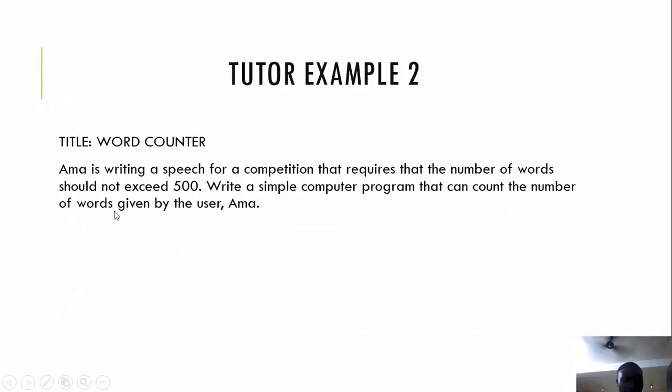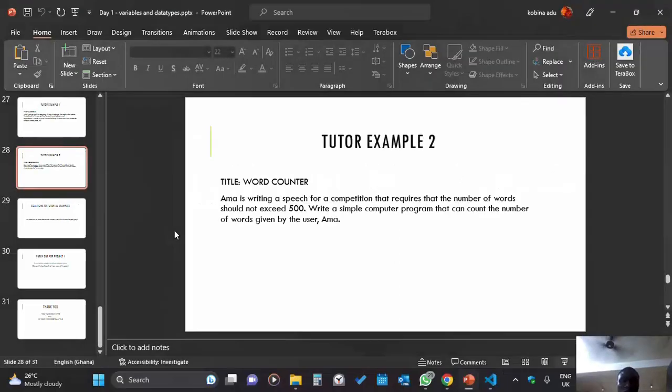So we are given the problem of somebody called Amma writing a speech, and the speech is not supposed to exceed 500 words. We have to write a simple software that will tell her the number of words she has typed and will prompt her if it exceeds 500. Okay, so when Amma inputs the essay or the passage or whatever it is, it will say, oh, you've written this number of words and you've exceeded by this number, or you're short by this number, or what have you. So let's see how we can work on that.